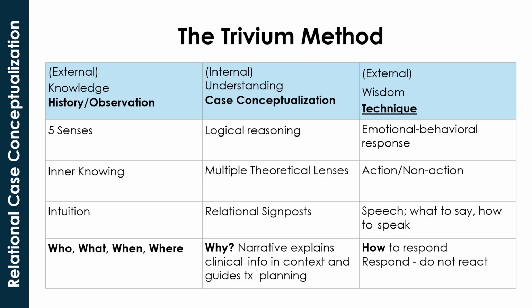We begin with an overview of the trivium method, which is a very old classical approach to doing analysis and understanding. And it begins with the inputs, gathering external knowledge, history, and observation, thinking about these, developing an understanding about what's going on internally, and then the output function, the external, the wisdom, the technique.